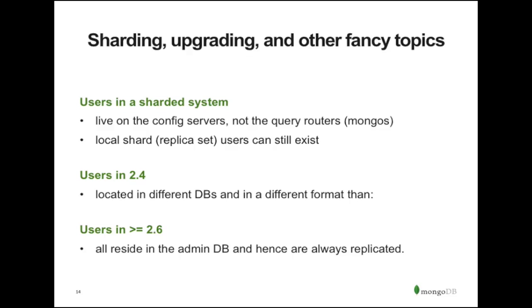So here are some things that I get a lot of questions on, and that are somewhat, I wouldn't say unclear, but somewhat hard to deduce from the documentation. So if we talk about a sharded system first, the users of a sharded system live on the config servers. The query routers, the MongoS, do not have their own data store or database. Instead, they use the config servers for the authentication piece, and the config servers have the actual users.